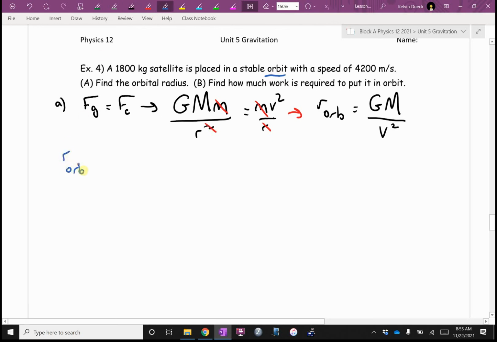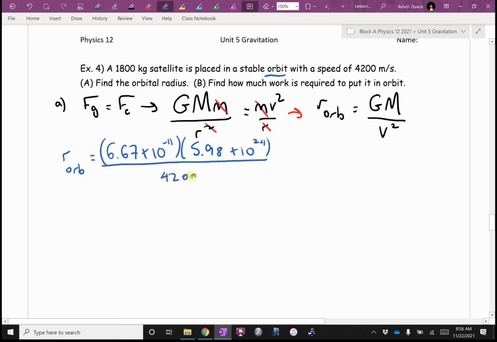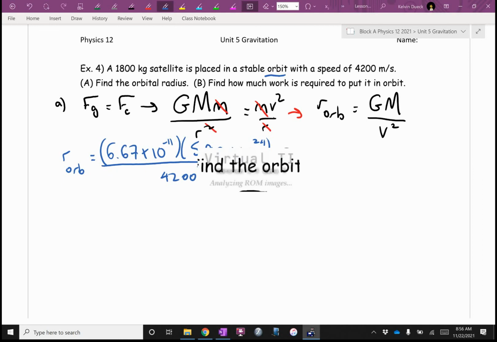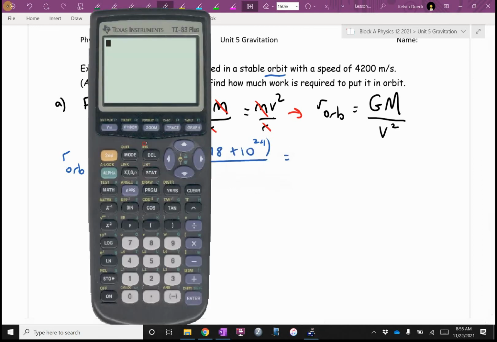So our orbital radius is going to be 6.67 times 10 to the negative 11. Are we around the Earth? It doesn't say, so we assume Earth. 5.98 times 10 to the 24th divided by 4,200. Don't forget the squared. What do you get, folks? This is worth practicing typing in, because these are some pretty complicated calculations we are doing.